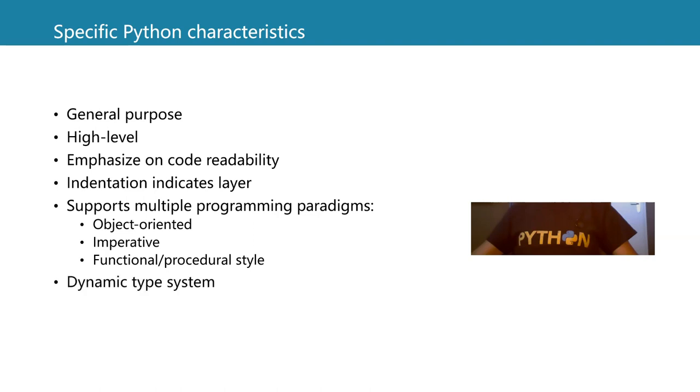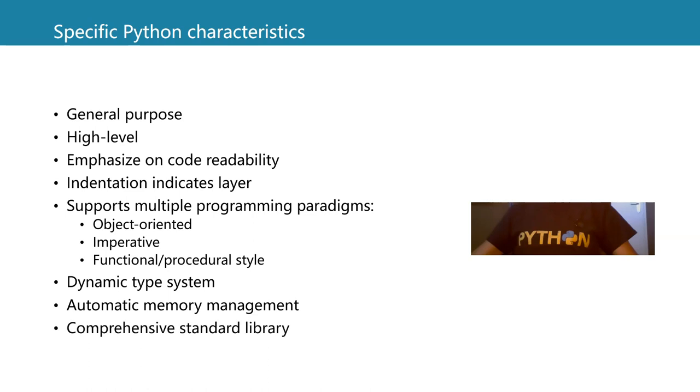It also has a dynamic type system, which means that you don't need to bother about declaring the type of variables, but Python tries to understand it from the way you declare it yourself the first time. And it has automatic memory management, so you don't need to take care of it. And the standard library of Python is very comprehensive and useful for many purposes. But in the next module, we are going to look at Python libraries, which is the real power of Python, where third-party libraries can be added to the comprehensive standard library, including added functionality for GIS.